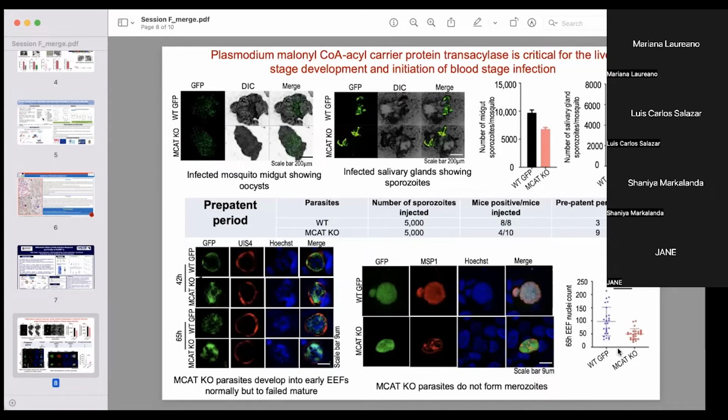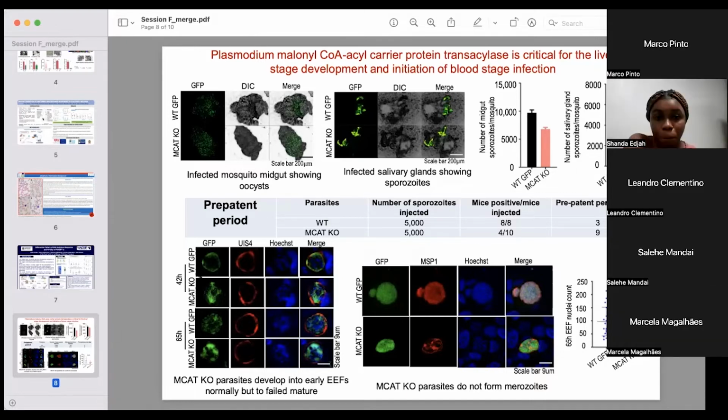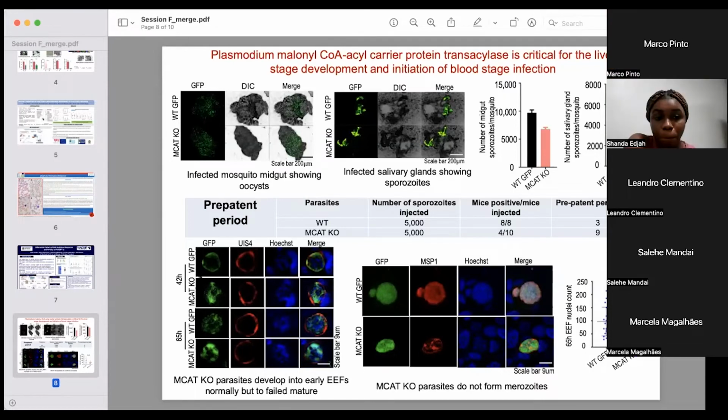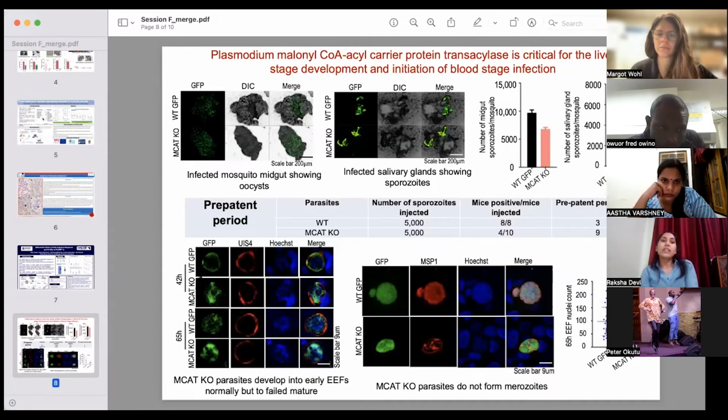As we know, the apicoplast is an important organelle that is present in the malaria parasite, but it is absent in the mammalian host. So there are a range of metabolic pathways that occur in this apicoplast organelle, and they are different from those of the mammalian host, so they can be targeted as anti-malarial drug targets. The type 2 fatty acid synthase pathway is one of these pathways, which is essential for the parasite's development. So here we are targeting an important enzyme of this pathway, which is MCAT, which stands for the malonyl coenzyme A acyl carrier protein transacylase.